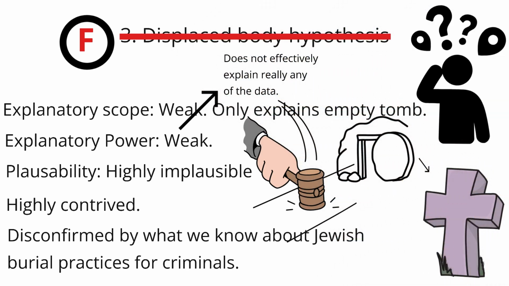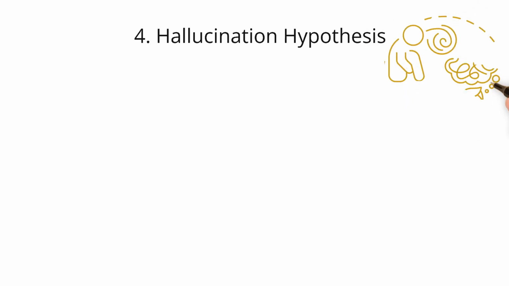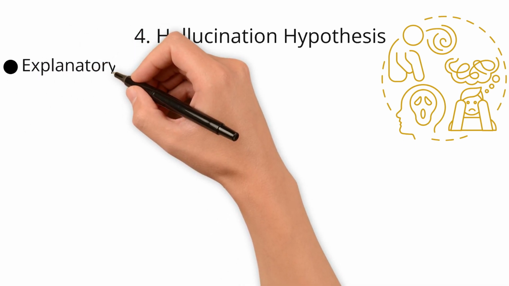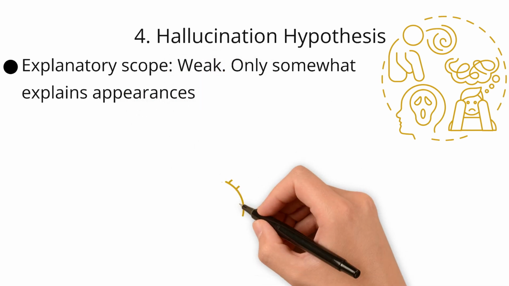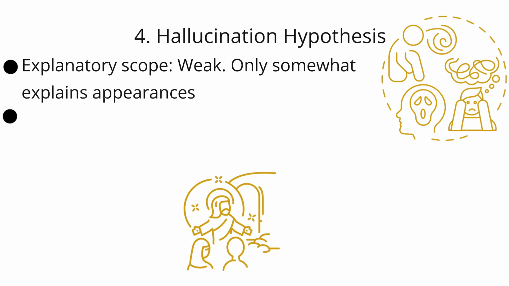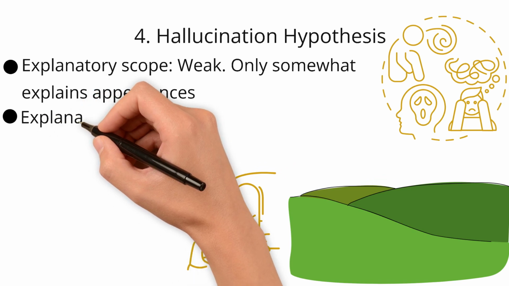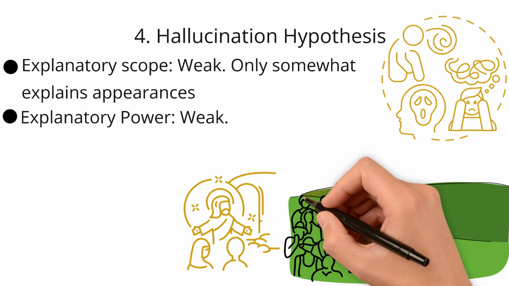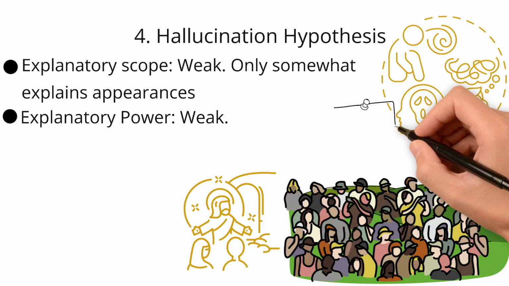Number 4, hallucination hypothesis. The disciples simply experienced hallucinations of the risen Jesus. He did not really rise again. This hypothesis has mixed explanatory scope because it does not explain the empty tomb, the conversion of skeptics and enemies like James and Saul, and it does not actually explain the disciples' belief in the resurrection. Hallucinations about a close friend who died would not lead you to conclude that they had bodily risen to life again.